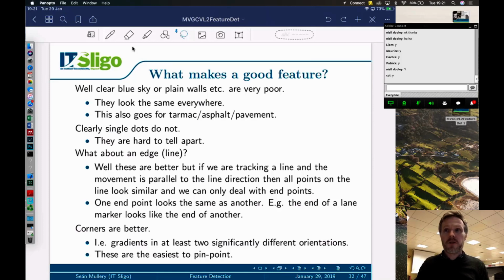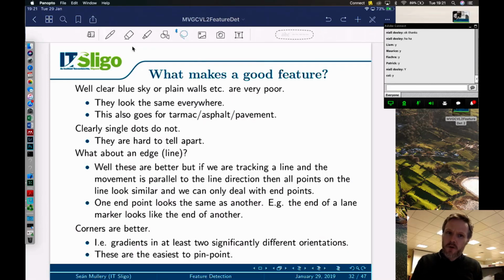So what makes a good feature? Now I already said, if you're meeting somebody in Dublin, you would be saying I'll meet you under the clock at Eason's, or I'll meet you at the Spire. So in an image, how does that translate? What does that mean? So clearly, a clear blue sky or plain walls are very poor, because one bit of it looks the same.